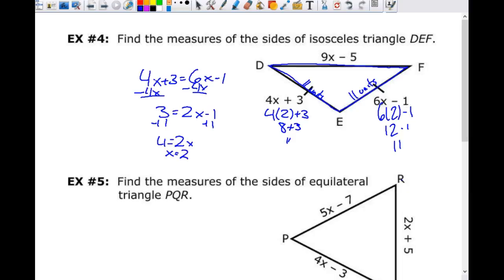And then by definition, what should be the size of this top one? Why is it not the same? Does it have 3 congruency ticks? Then you can't assume that it's the same. I was trying to trick you guys. 9 times 2 minus 5 is 18 minus 5, which is 13 units.